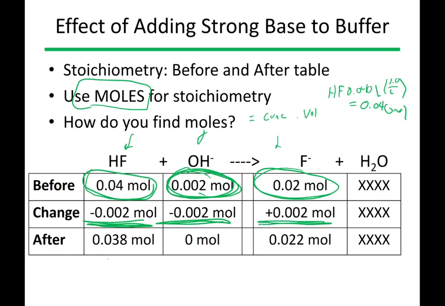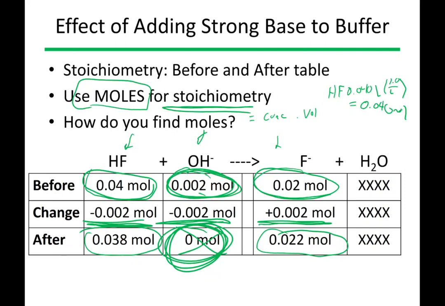When we put all these together and finish the stoichiometry problem, we end up with 0.038 moles of HF. We've used up all the OH minus. At the end of a before and after table, something should equal 0. Since it's a stoichiometry problem, we should be using up something completely. And then we added that 0.002 moles to the F minus and get this for the final number of moles for the F minus in the solution.